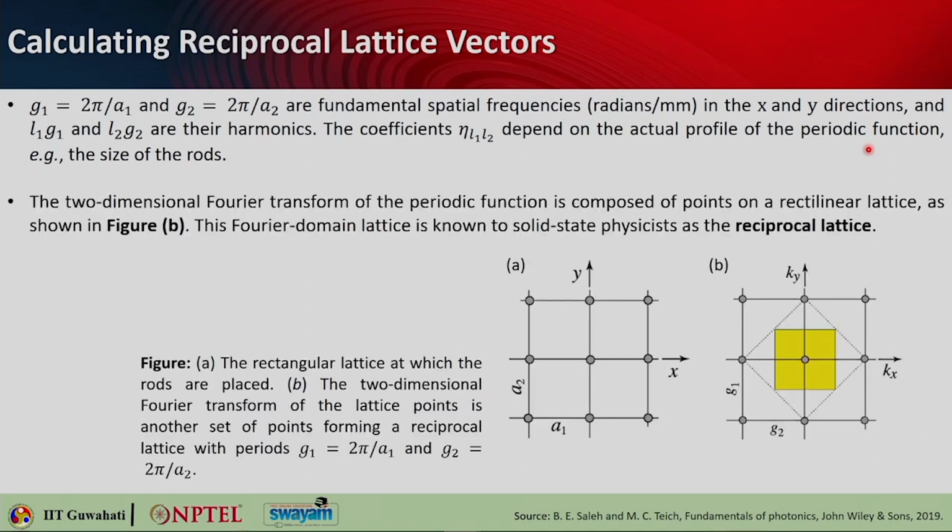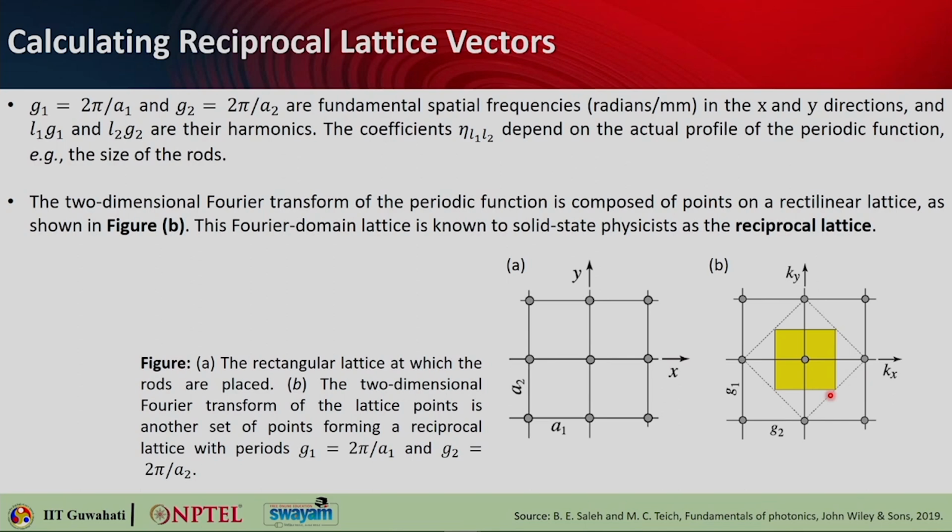So, let us look into the 2D Fourier transform of the periodic function. It is composed of points on a rectilinear lattice as shown in B. This is the real lattice, where the lattice points are shown here. We have considered a rectangular lattice. So, this lattice vector is a1, this is a2.